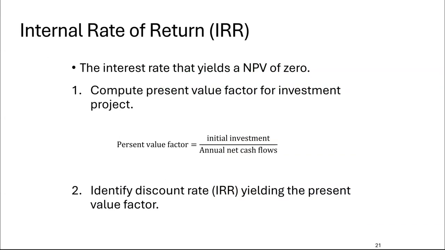So, to compute the present value factor for an investment project, you take the initial investment divided by the annual net cash flows. Now remember, that formula only works if you've got an annuity, i.e. the same amount of funds you're going to receive every year. If not, it doesn't work and you have to do it differently, which it shows you in the textbook.